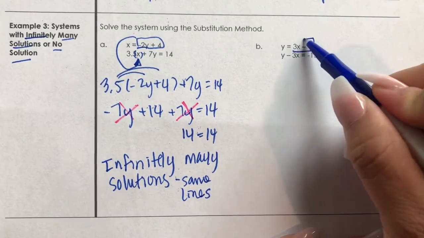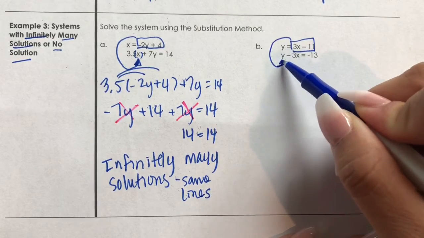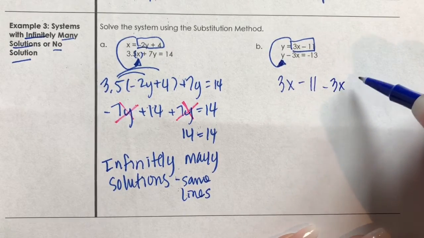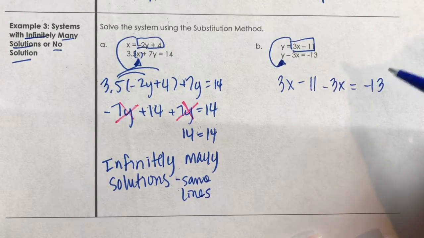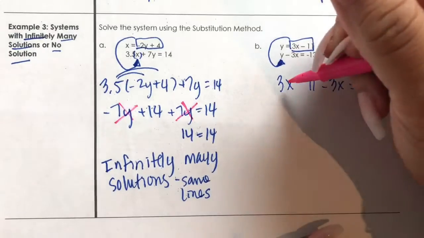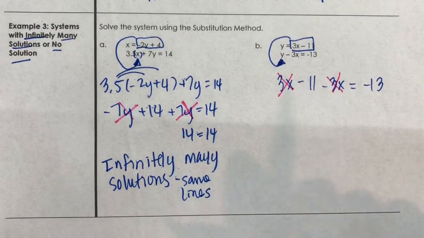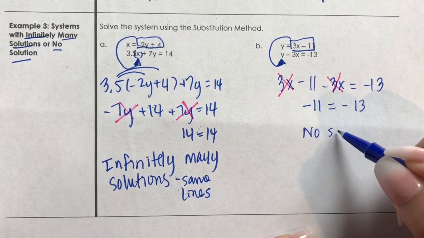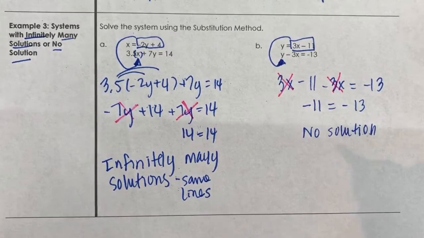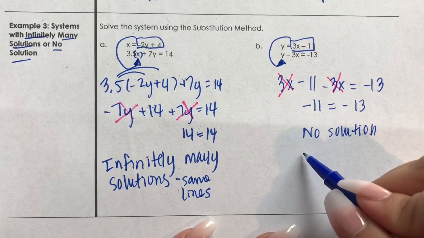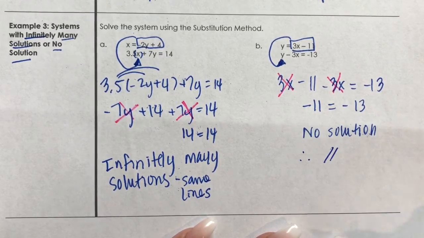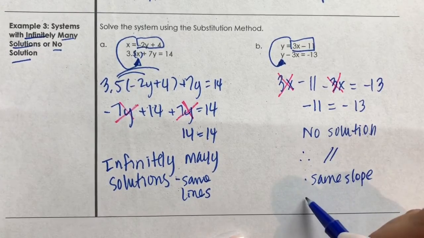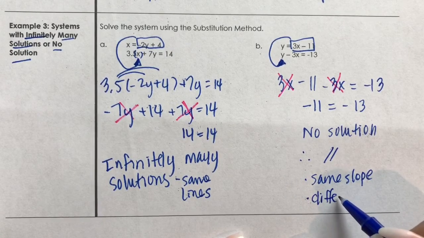That's A. Now let's look at B. Again, we're going to take this and substitute into y. 3x minus 11 minus 3x equals negative 13. Simplifying. These are going to go away. Negative 11 equals negative 13. This is no solution. Which means that, therefore, these are parallel lines. Which means they have the same slope and different y-intercepts.